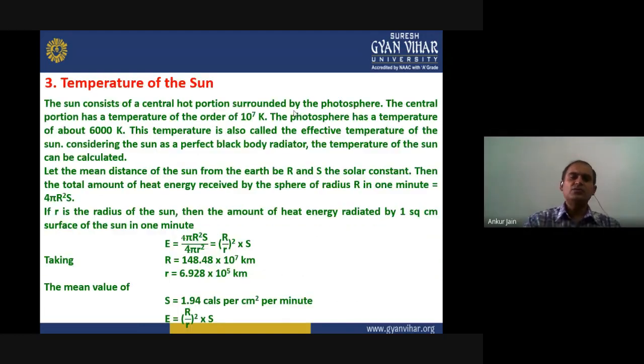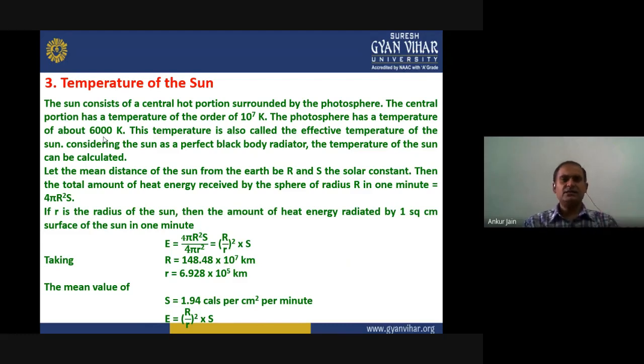Right, now we will use the solar constant to measure the temperature of sun. You already know that sun consists of a central hot portion, right? And after that there is a photosphere. The temperature of the central part is very high, of the order of 10 to the power 7 Kelvin. But the photosphere around this has a temperature of about 6000 Kelvin, and that's why the temperature of sun is considered as 6000 Kelvin. This temperature is known as the effective temperature of sun.